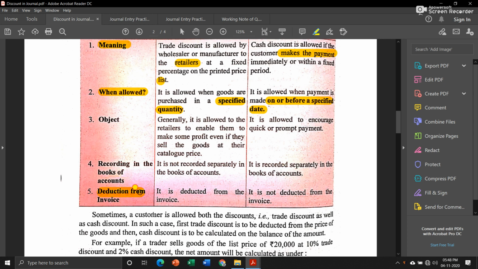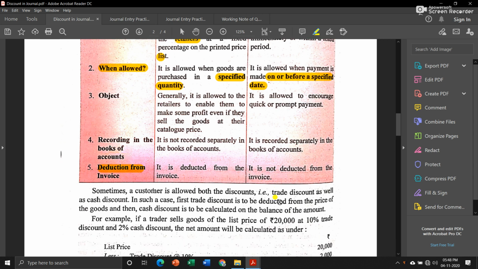Then deduction from invoice. Trade discounts are directly deducted from invoice, while cash discount is not deducted from invoice. Now sometimes a customer is allowed both the discounts, means trade discount as well as cash discount, both are provided to a customer.